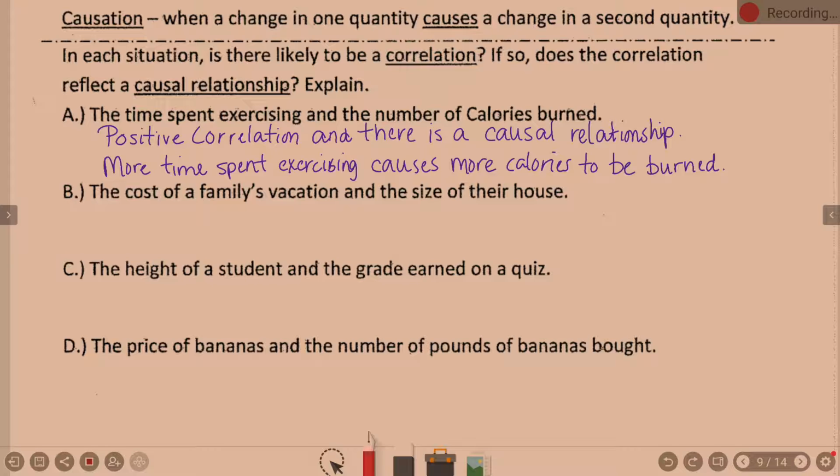Now, here's the deal, though. Is it a causal relationship? Is one causing the other? Does the cost of a family's vacation cause the size of the house to change? No. So this is an example where it is, I'm going to say, likely to be a positive correlation, but no causal relationship.